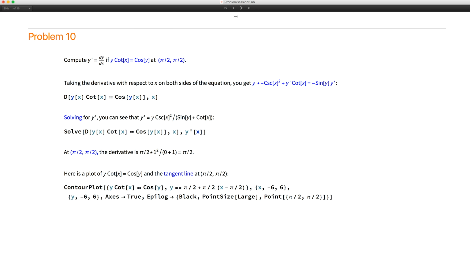Okay, on to problem number 10. Now, this is about the topic of implicit differentiation. So keep in mind that the derivative of y is going to be y prime. So the equation is y times cotangent of x equal to cosine of y, and you want to find the derivative at pi over 2 comma pi over 2. So x and y are both pi over 2.